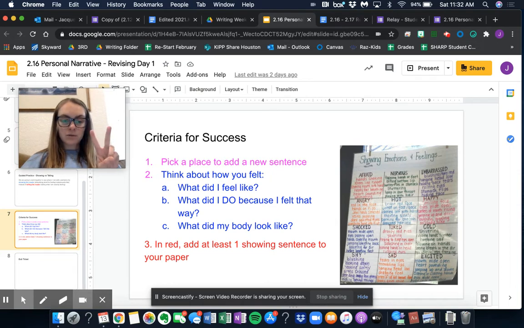That is step two. And then step three is in red, you need to add at least one showing sentence to your paper. How many sentences do you need to add to your paper? At least one. Writers, I have such a useful anchor chart right here. This is going to be like your best friend. So it's an anchor chart for showing emotions and feelings.